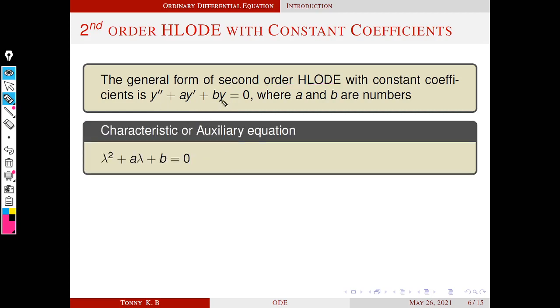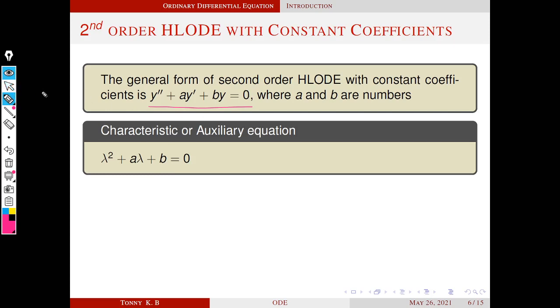To solve this differential equation, first we define another equation that is called a characteristic equation or auxiliary equation. This is the auxiliary equation corresponding to this differential equation. This is very simple. Instead of y double dash we use lambda squared, where lambda is like a variable, plus a times lambda instead of y dash, plus b, equal to 0. This equation is called the characteristic equation or auxiliary equation corresponding to this differential equation.